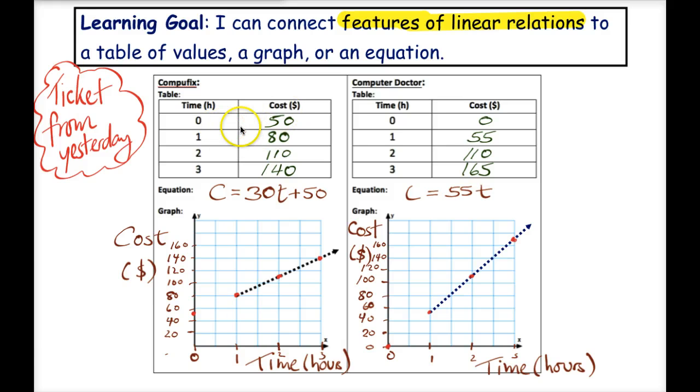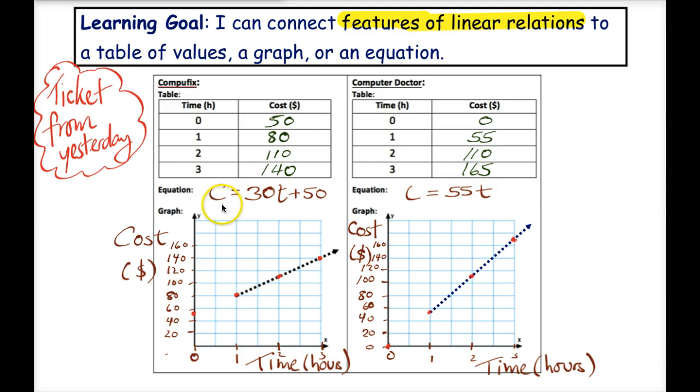So for Compufix, if there's no hours, the cost would still be $50. Not that you would actually hire a company to do no hours of work, but that's what it would be. And then for each extra hour, $30 more. And for Computer Doctor, nothing as a set fee, but $55 each hour.